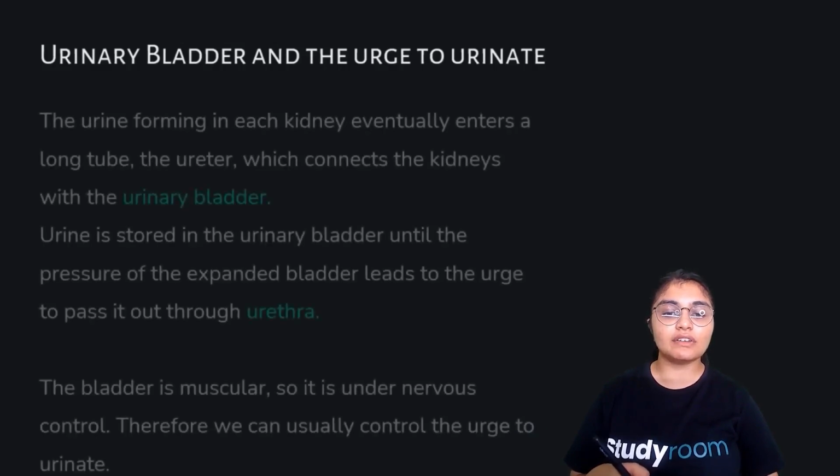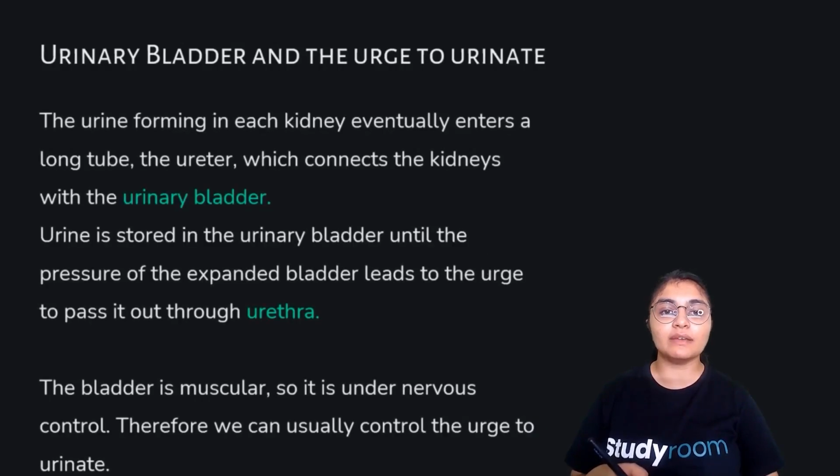So that is how the urinary bladder is a very important organ which helps in the reabsorption, right? The urine forming in each kidney eventually enters a long tube called the ureter, which connects the kidneys with the urinary bladder. Urine is stored in the urinary bladder until the pressure of the expanded bladder leads to the urge. It passes out through the urethra.